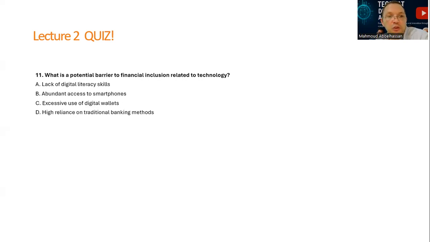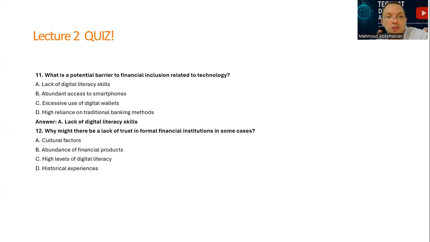What is a potential barrier to financial inclusion related to technology? Lack of digital literacy skills, abundant access to smartphones, excessive use of digital wallets, high reliance on traditional banking methods? Lack of digital literacy is one of the most important barriers, and it is very important to focus on digital literacy.